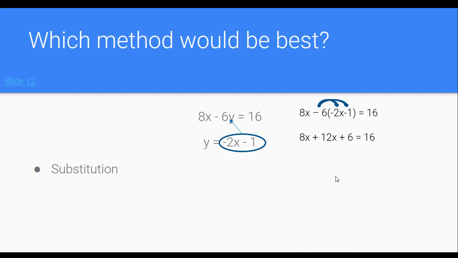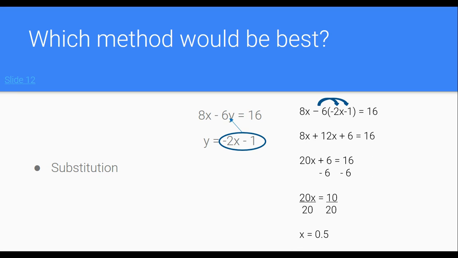We're going to distribute the -6. And here's your result. Remember, be careful with those negatives. So we have 8x plus 12x plus 6 equals 16. So we would combine like terms and subtract 6 from both sides. And finally, divide by our coefficient 20. So my x value is 1/2.